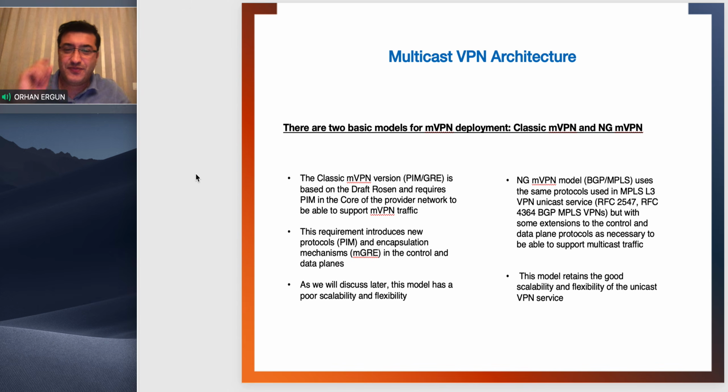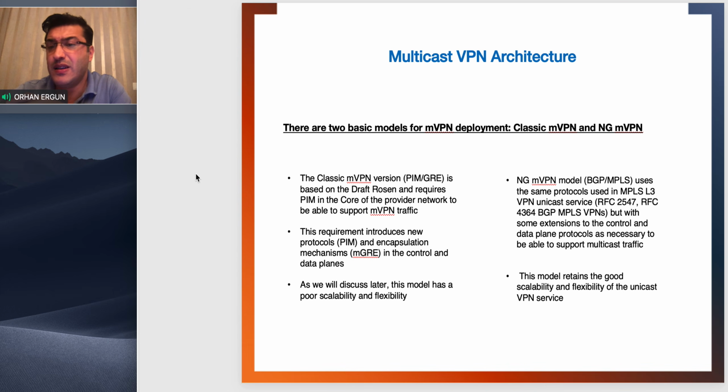Okay? So architecturally, when we talk about multicast VPN now, layer 3 MPLS VPN, carrying the customer multicast traffic inside this multicast VPN, we have two approaches: classical MVPN and NG MVPN. Multicast VPN and MVPN, I will use interchangeably; that M is multicast. So don't forget this.